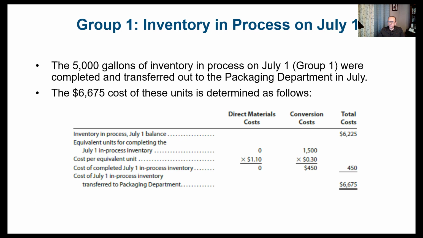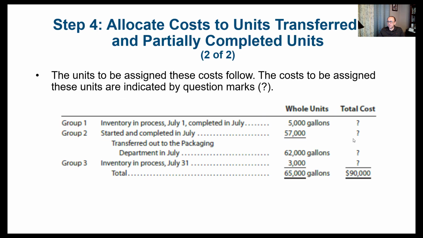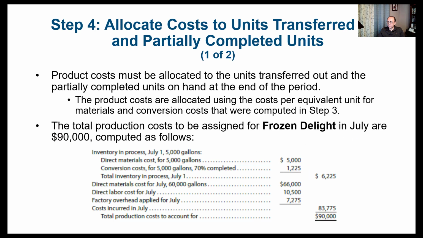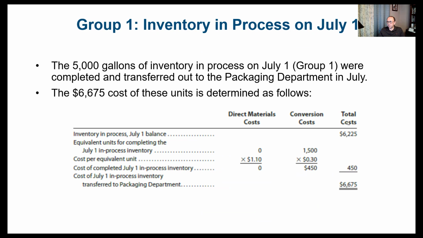So if you look here, we have the inventory in process, July balance. The total cost was $6,225. And if you go back here, you will see how we got this value. It was $5,000 in direct material and $1,225 for the conversion cost. Remember, it was only 70% completed, and we completed the remaining 30% in July. So this value is the value of the inventory that was transferred.